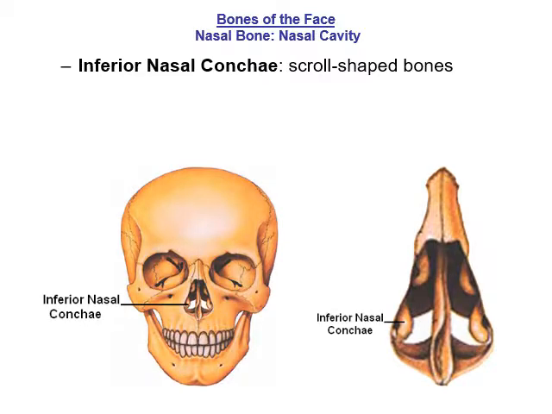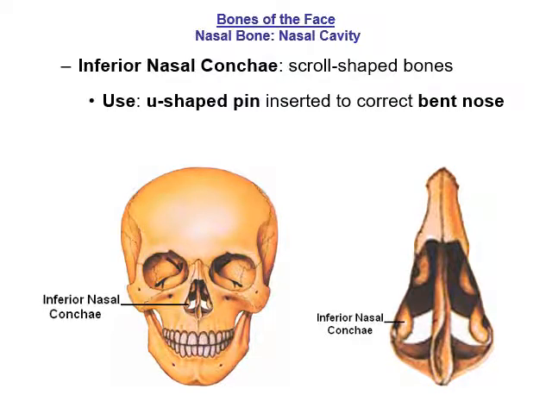Also found in the nasal cavity are the inferior nasal conchae, which is not easy to say. The inferior nasal conchae are these little scroll-shaped bones that you find in the inferior portion of the nasal cavity. And they do actually have a use in restorative art. If you have a nose that has had the mass of the nose shifted over, you can use a U-shaped pin to insert into those little areas of the inferior nasal conchae, and you can use that to shift the nose back over and then push that U-shaped pin into the tissue, and that will hold the nose in place.